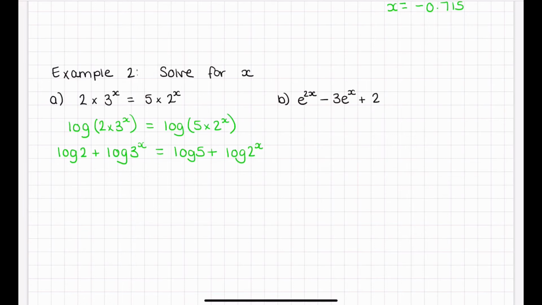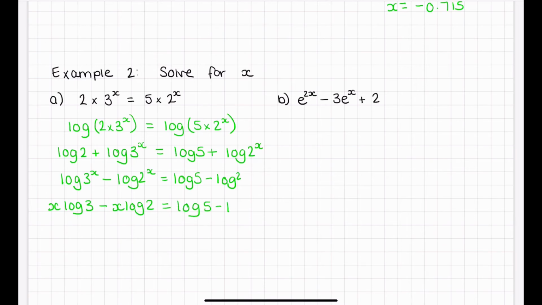Now from here we'll put everything with x on the same side. So we'll have log 3 to the power of x minus log 2 to the power of x equals log 5 minus log 2. Bring the x's out the front. So x log 3 minus x log 2 will equal x log 5 minus log 2.